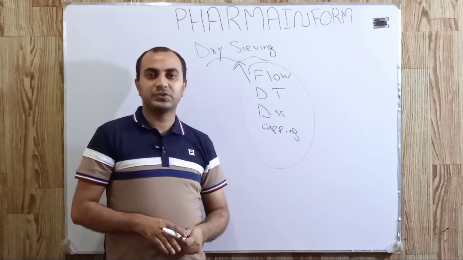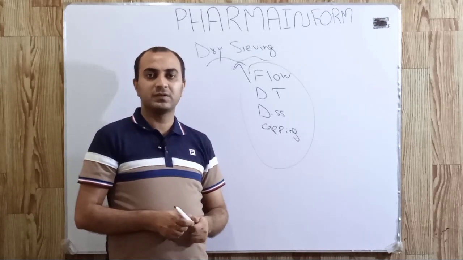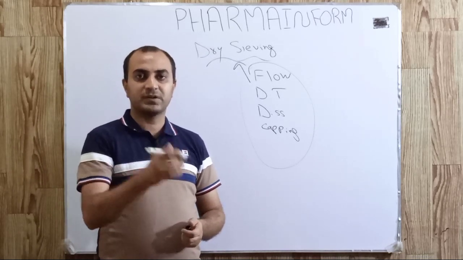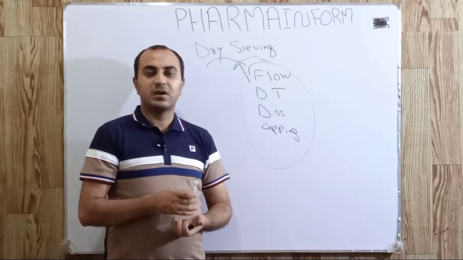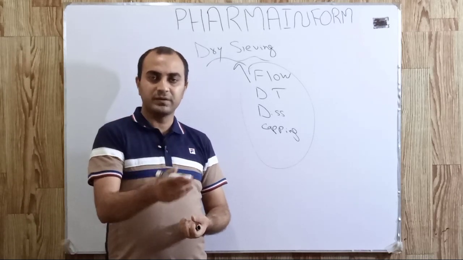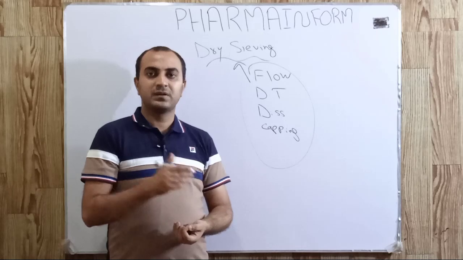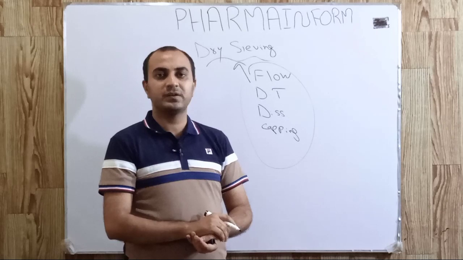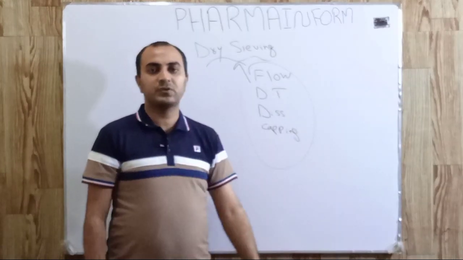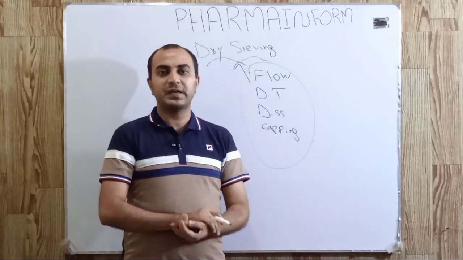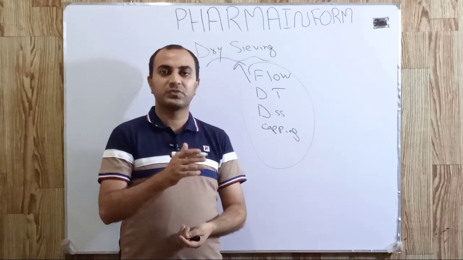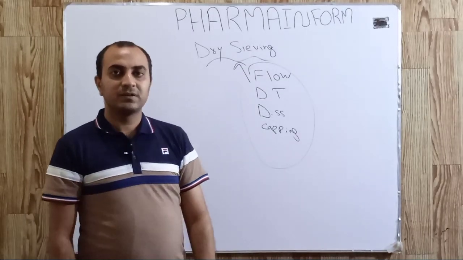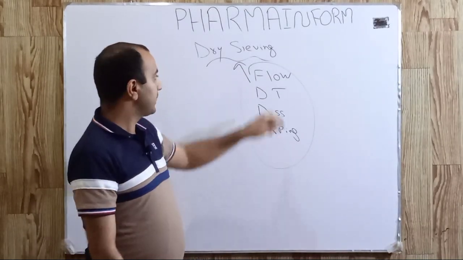Basically, the selection of sieve for the dry sieving step depends upon our formulation characteristics, meaning our product or our tablet weight, our tablet disintegration, our tablet dissolution profile, and the flow property of granules. For a simple thumb rule, we will discuss some basic points which will help you to understand the concept of sieve selection.